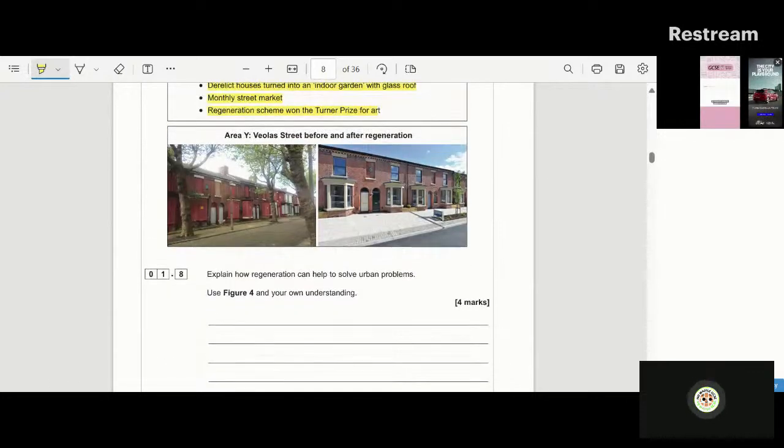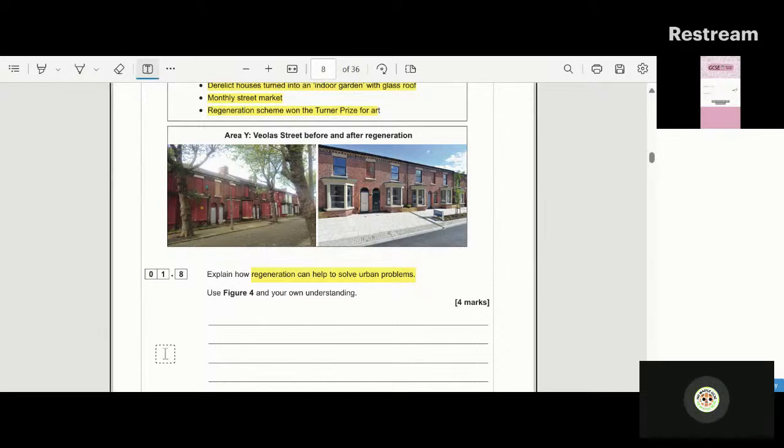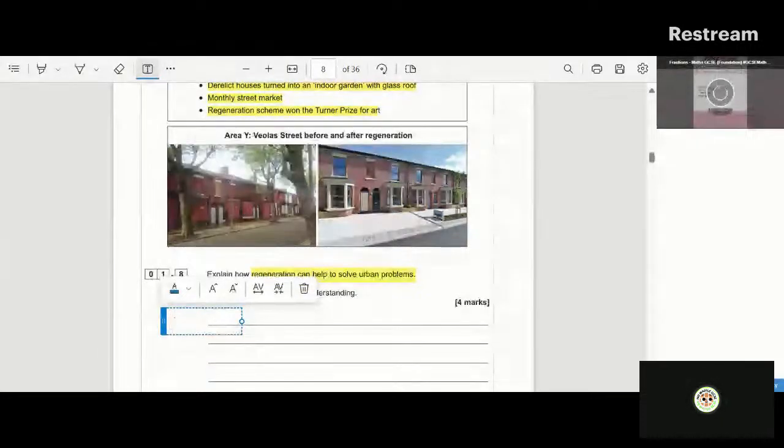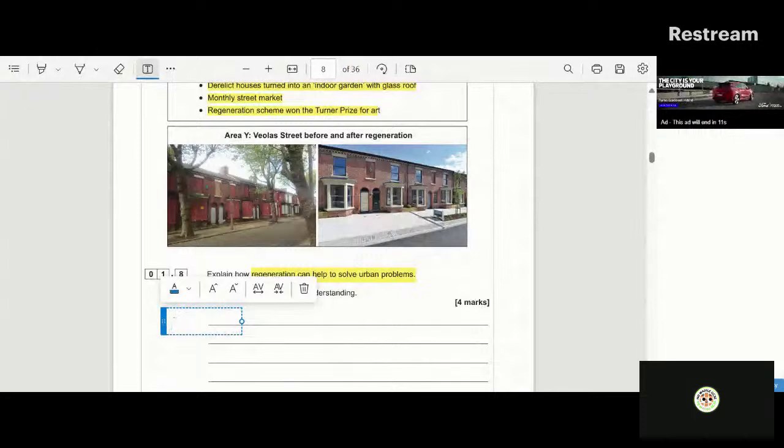Now explain how regeneration can help to solve urban problems. So this is quite obvious because you would have learnt it, you would have done it in your field work, you would have done it as a case study. So whether you did Liverpool, whether you did Stratford Olympic Park, no matter where you did, it would be quite easy to apply this. Things you can say, and also make sure you reference figure 4.